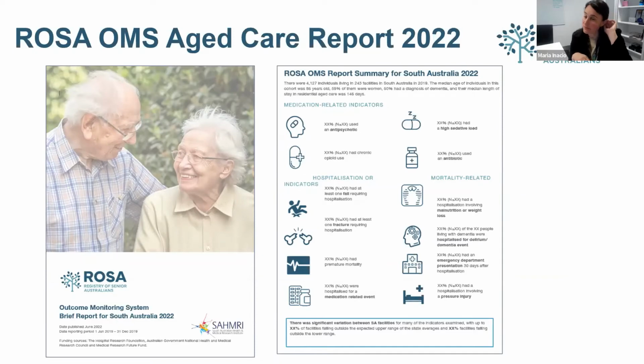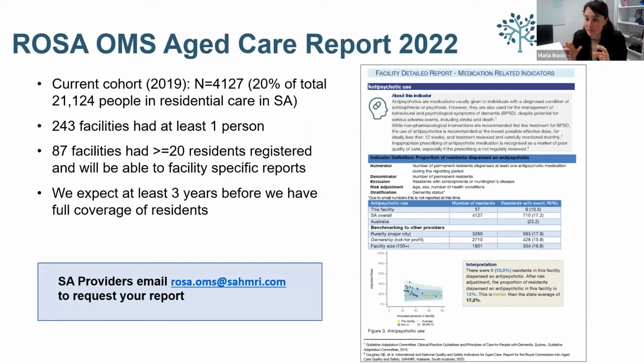So for the 245 South Australian residential care providers, we now have reports for the individuals that are captured within ROSA around quality and safety monitoring. Now, this is an example of the report without the content. By the end of this month, we're just waiting for final releases of the numbers from SA Health. We'll be able to share this with everybody so you can see what the South Australian performance is for this specific cohort for 2019. But providers can also access their own report.